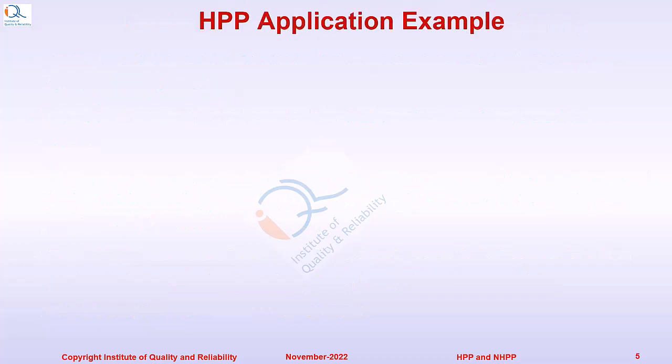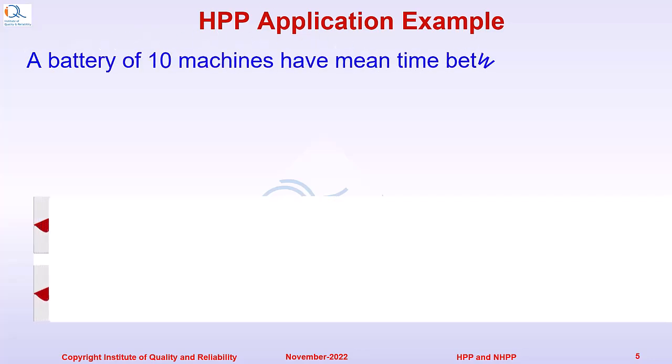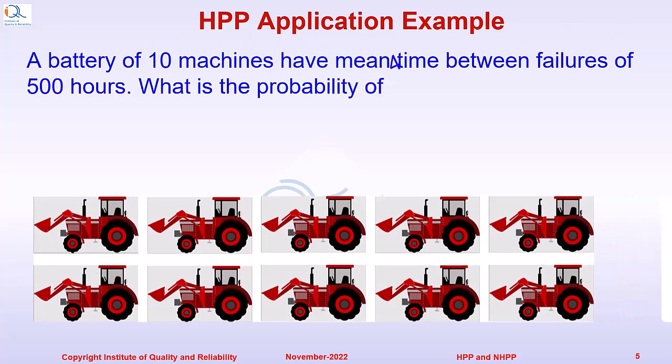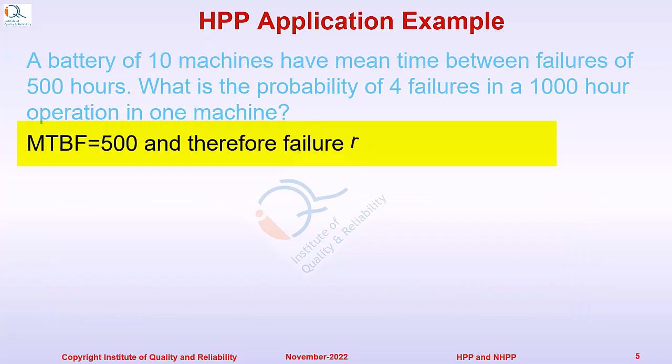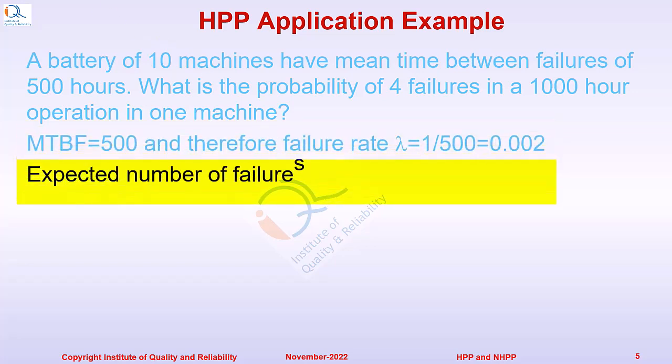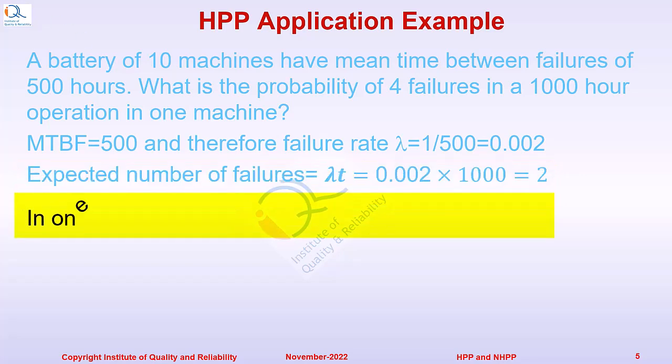Let us now see a simple example of homogeneous Poisson process HPP. A battery of 10 machines have mean time between failures of 500 hours. What is the probability of 4 failures in 1000 hour operation in one single machine? MTBF is equal to 500 and therefore failure rate lambda is equal to 1 upon 500, that is equal to 0.002. Therefore expected number of failures during the interval of 1000 hours is equal to 0.002 into 1000, that equals 2. But we want to find probability of 4 failures.